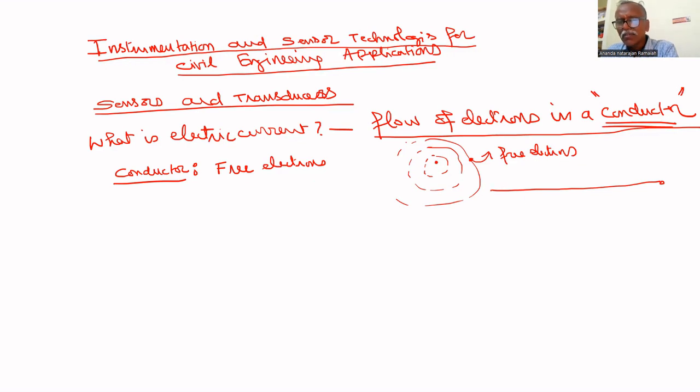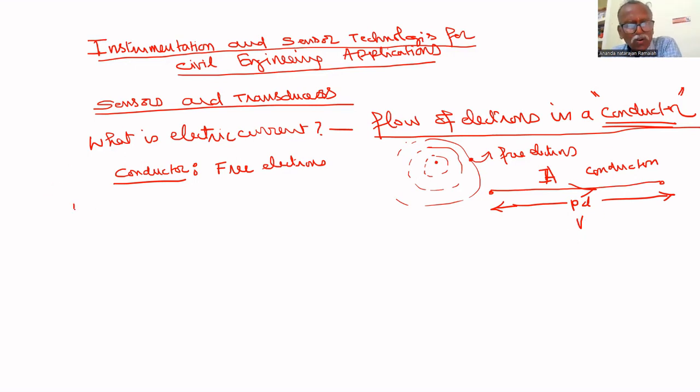In that conductor, the free electrons will be forced to flow through the conductor when there is a pressure difference, a potential difference, across the conductor. The potential difference is in volts. The quantity of flow of electrons is called current I, measured in ampere. Potential difference is measured in volt.